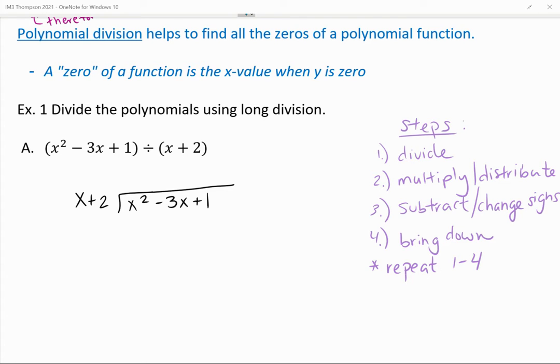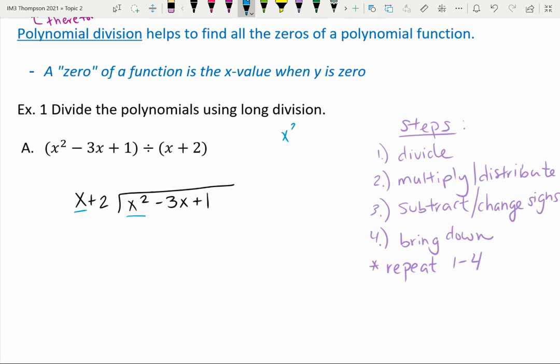So the first step is to divide. I am dividing x into x squared. Or if you prefer, what is x squared divided by x? If it helps you, you can always have some scratch paper where you write this down. X squared divided by x goes in x times.